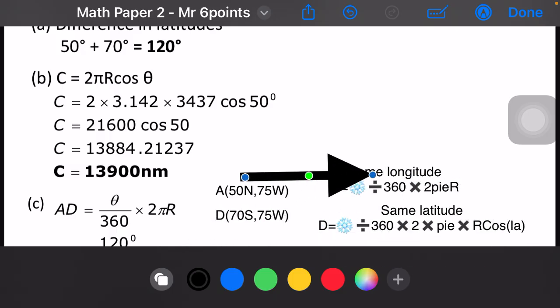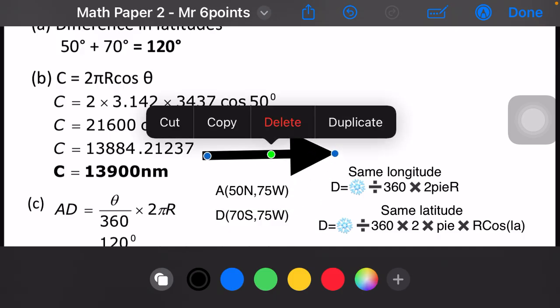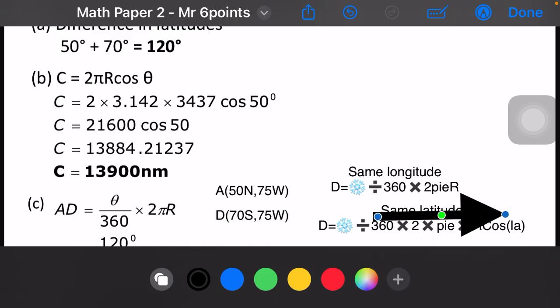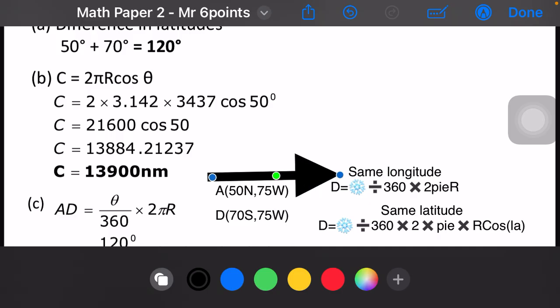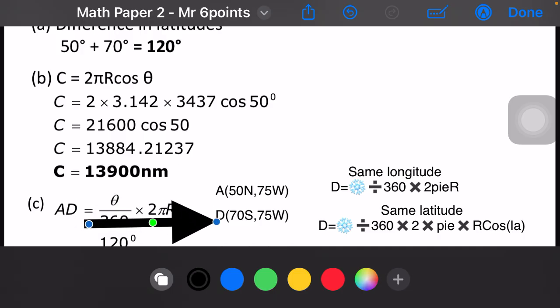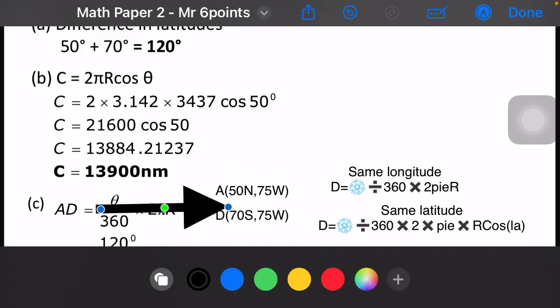You use this one. Then there's another one whereby they ask you the length, not the distance, but the length. When you have the same longitude, you use this formula. When you have the same latitude, you use this formula. And how do you identify if you have the same latitude or the same longitude? You simply get the 2 points they have asked you to find the distance between. For example, in this case, you have point A and point D. You need to find the coordinates of each point. For point A, you have found the coordinates are these, and for point D, the coordinates are these.